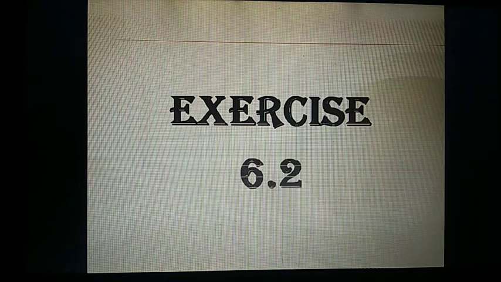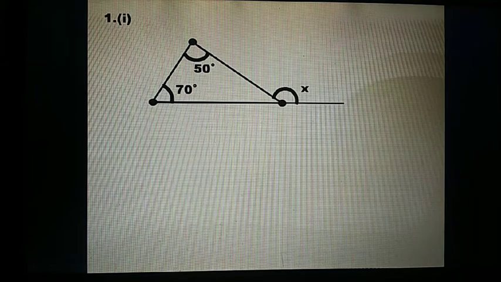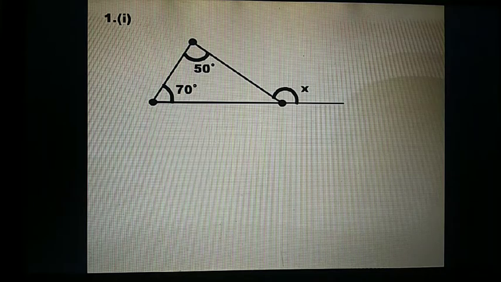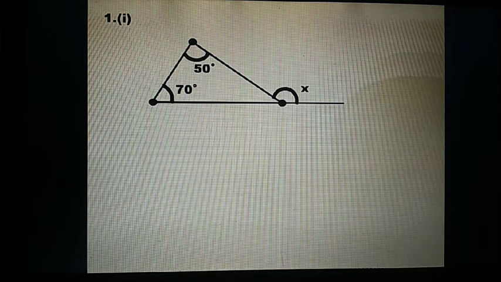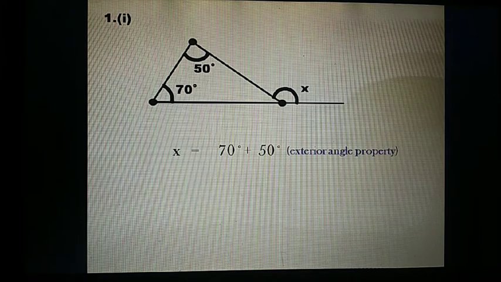Moving to exercise 6.2, question number 1. Here we are supposed to find the value of x. As it's clear by the diagram that x is an exterior angle and the interior opposite angles are clear to you, we will use exterior angle property, which means x is equal to 50 degree plus 70 degree. We are supposed to mention the property next to it. Adding the two on the right hand side, you will get the answer as 120 degree, which will be the value of x.